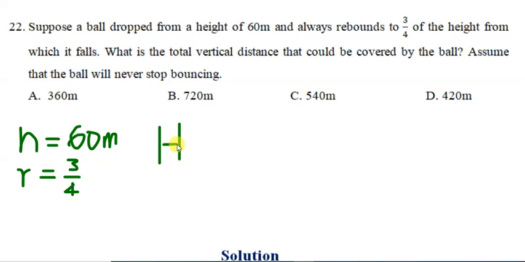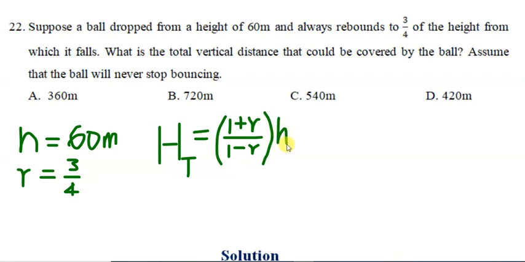H total, the question says what is the total vertical distance that could be covered by the ball, and therefore let us call this the total vertical height. This is equal to, put it like this, open the bracket, 1 plus r over 1 minus r, times the height from which the ball is dropped. Here is h. Use this formula.